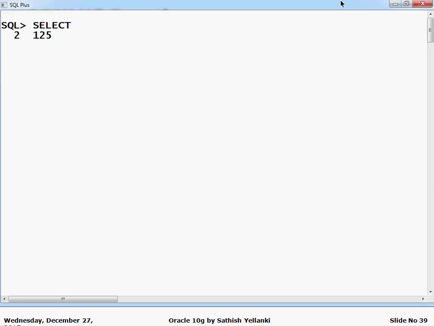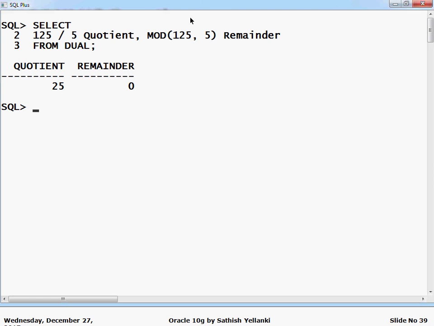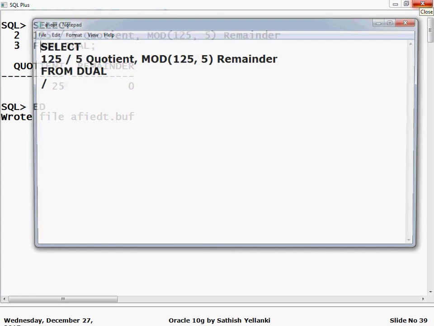You can just watch here. We are saying select 125 divided by 5 and we call it quotient. And then I am calling modulus of 125 comma 5 and this is remainder, from D1. So 125 divided by 5 is 25 as a quotient, and the modulus is automatically 0.